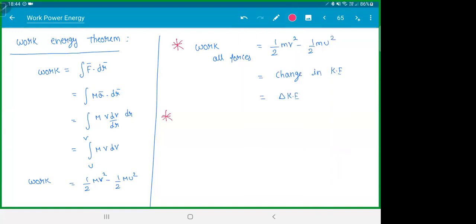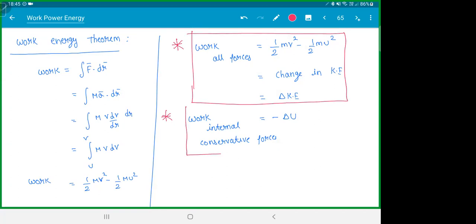The second thing we have done already: work done by internal conservative forces is negative of change in potential energy. These are the two things we have got till now. Work done by all forces is change in kinetic energy. Work done by internal conservative forces is negative of change in potential energy.